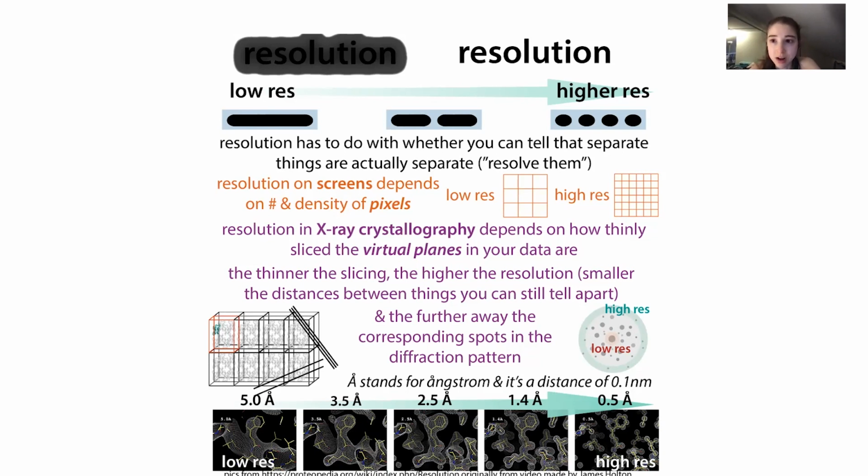And so it also helps make sure that people aren't setting their resolution way too high when that data is really basically useless.